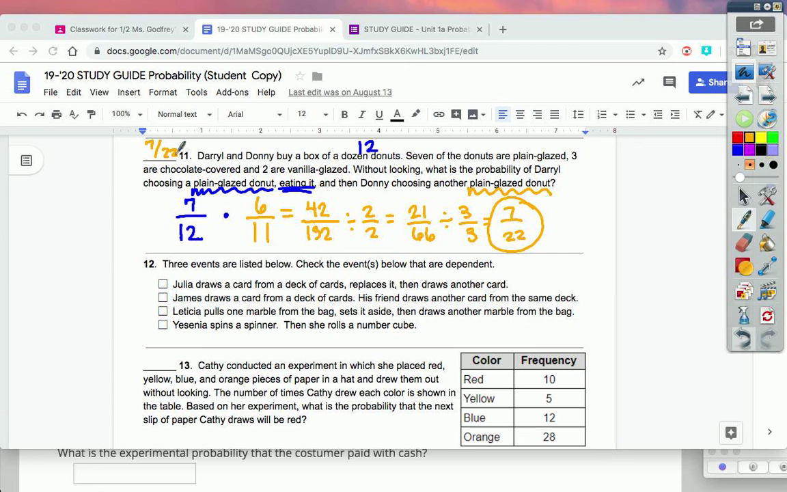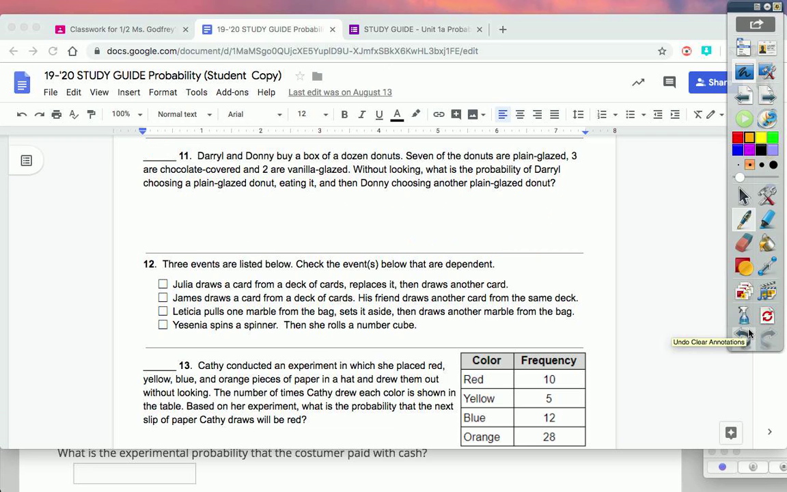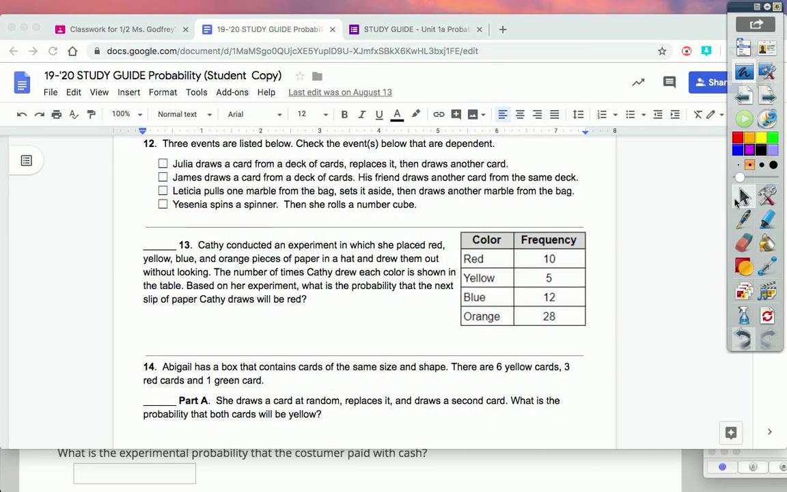Any questions here? Okay, moving along to our next question. Number 12.